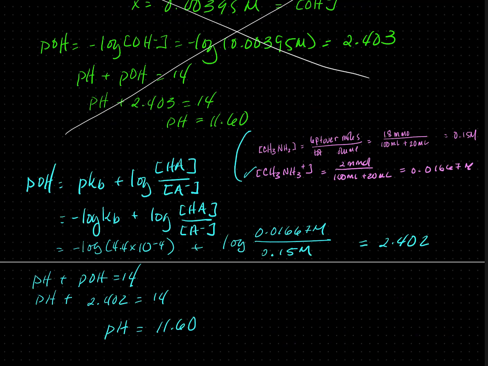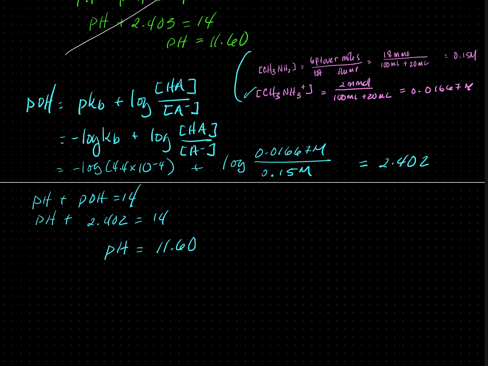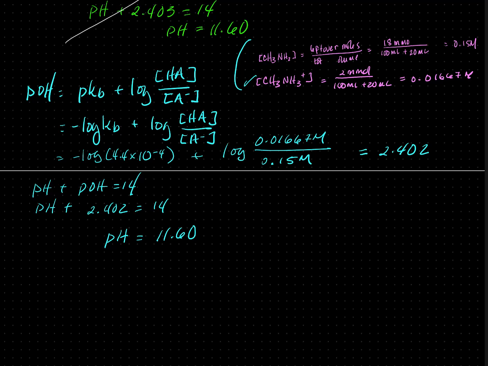There is another way to do it, which is even faster, using the Henderson-Hasselbalch formula. Since I am looking for pH, use the pH formula. The Henderson-Hasselbalch formula is pH equals pKa plus log of A minus, the conjugate base, over the weak acid. I already know the conjugate base and the acid, so all I need to do is find the pKa. And how do I find pKa? I need to find Ka.